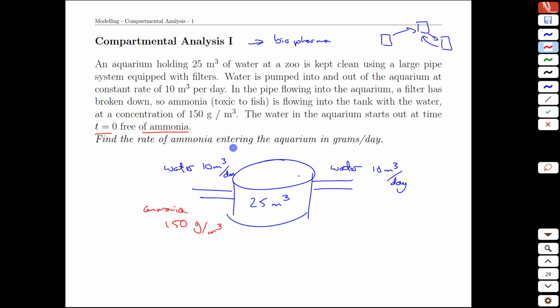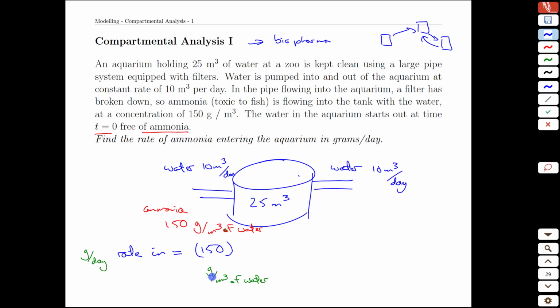We're going to start by finding out the rate of the ammonia entering the tank in grams per day. Well, that rate in is going to be in grams per day, so the units give us a huge hint in these kinds of problems. If we have a rate in grams per day, clearly the concentration matters. So we're going to have 150, and that's grams per meter cubed. And importantly, it's grams per meter cubed of water. That sometimes helps to focus our attention. These are grams of ammonia in meter cubed of water.